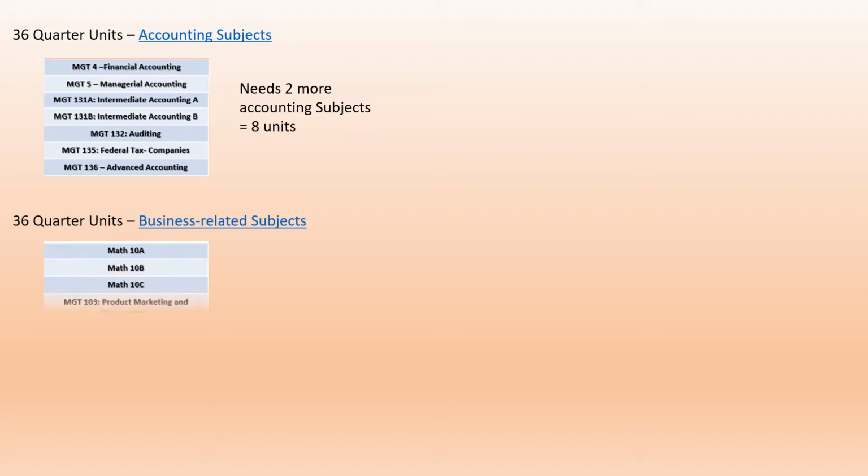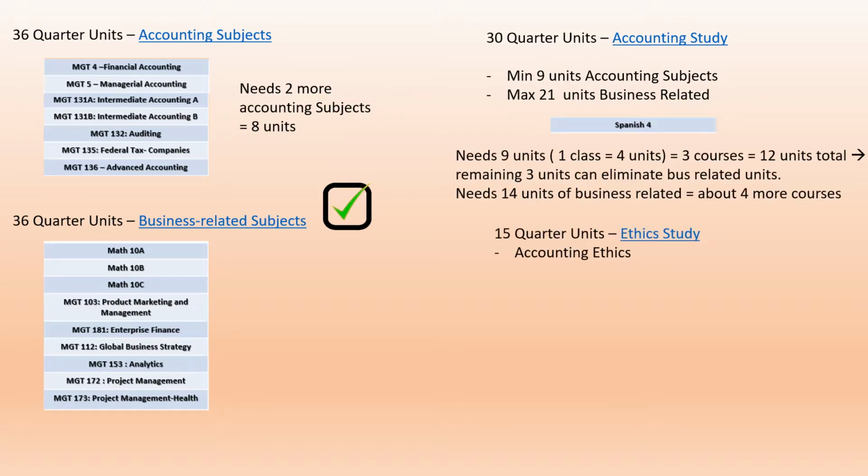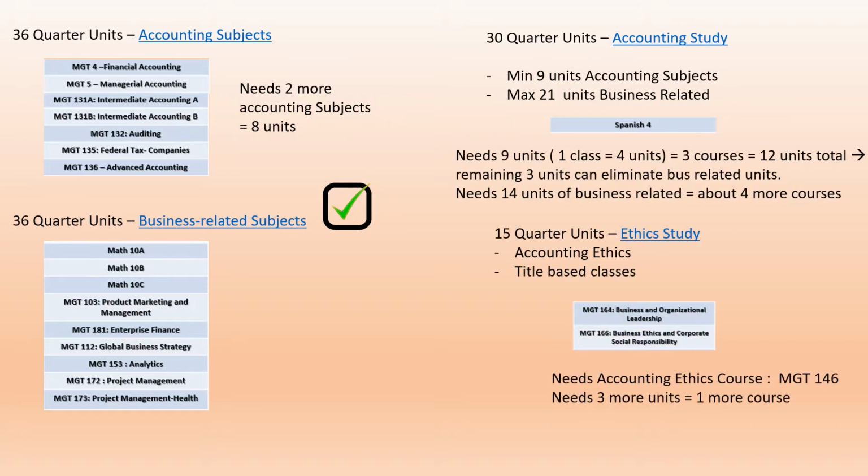And now we're moving on to the next slide. In this slide, you can see the summary of all the courses that you would have taken as an ISIB major with an accounting minor towards the different areas of CPA. You can also see that for accounting, you need 2 more accounting subjects. For the business related subjects, you have already met everything. For accounting study, you need the 3 courses for accounting subjects, and then you need an additional of about 4 more courses of business related subjects.